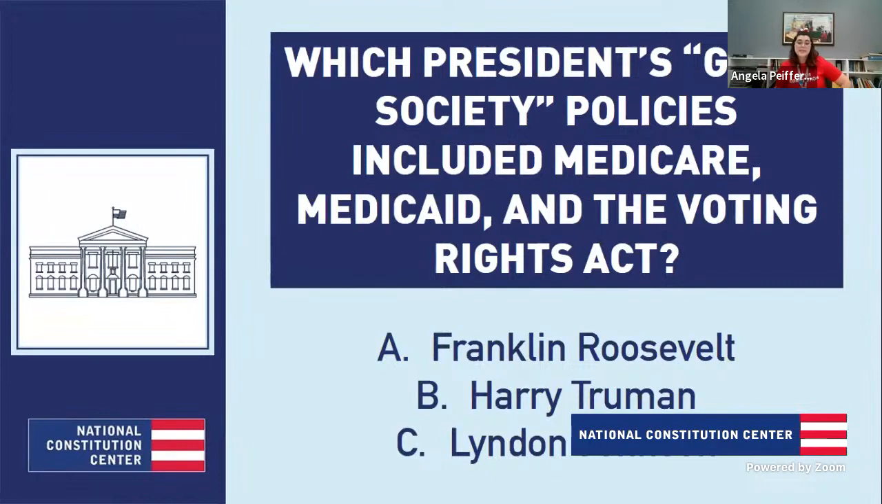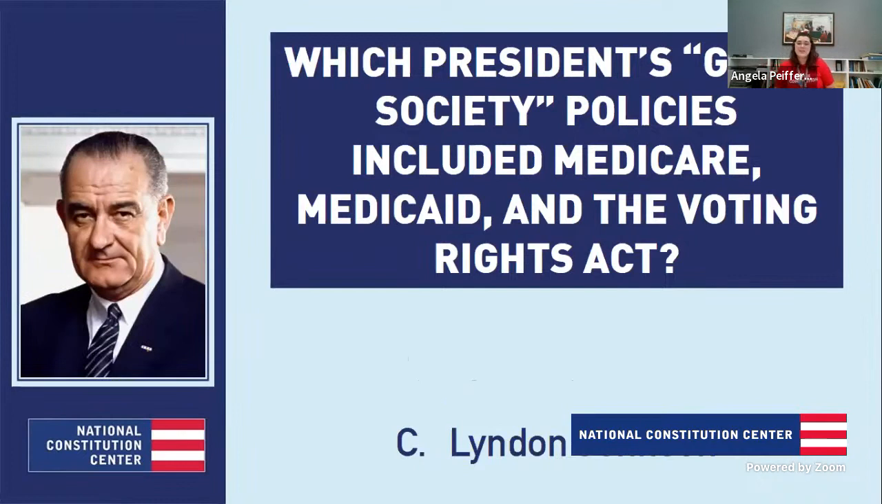Which president's Great Society policies included Medicare, Medicaid, and the Voting Rights Act? A, Franklin Roosevelt, B, Harry Truman, or C, Lyndon Johnson? That last part there might help you out if you're stumped. The Voting Rights Act, if anybody's familiar with when that is from, that might help you narrow down your choices here. All right, I'll give you a further hint. This Voting Rights Act is from 1965. So that would make it C, President Lyndon Johnson, who's going to run on these Great Society policies.